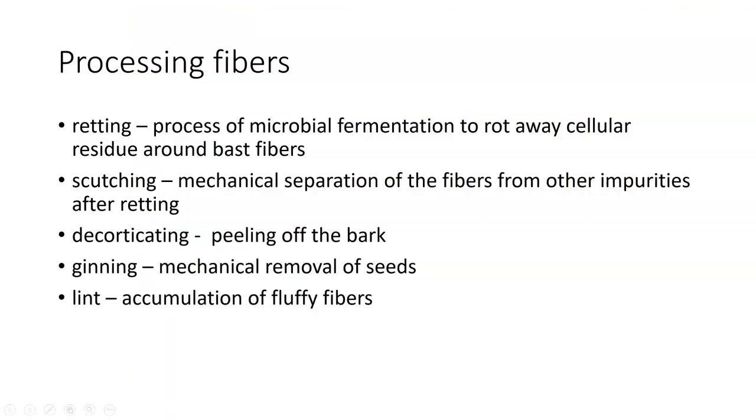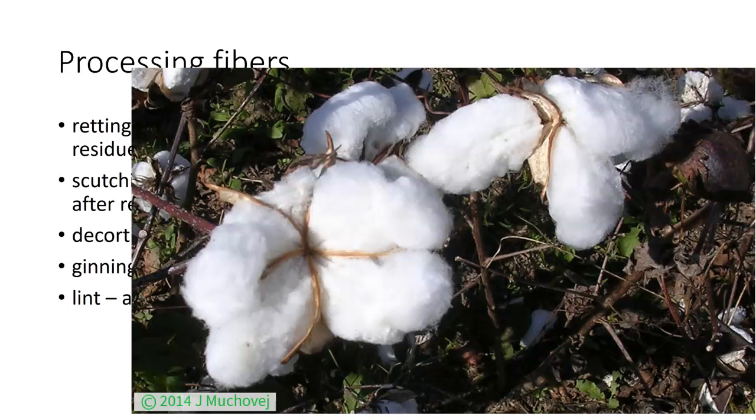We've got lint. Lint is an accumulation of fluffy fibers. Lint is normally what we're looking for. Once we've got the lint, we can spin it down. This is cotton lint. Out in the field, the cotton boll has opened up and you can see all these fluffy fibers.